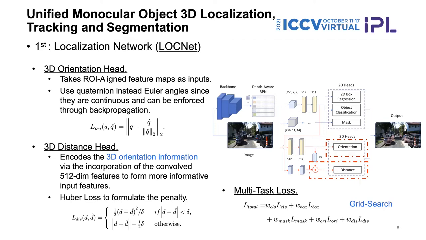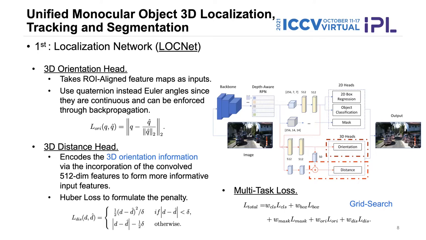And our 3D distance head takes a concatenated input from both the convolved 512-dimension features and the features from the orientation head to form more informative inputs for the 3D distance. Here, the Huber loss is adopted to formulate the penalty in the distance estimation, and the delta, which is a hyperparameter, can be determined by the tracking evaluation metrics. And the total loss, which includes the 2D classification and regression loss, as well as the 3D orientation and distance regression loss, is minimized to train our proposed Log4 TrackNet.